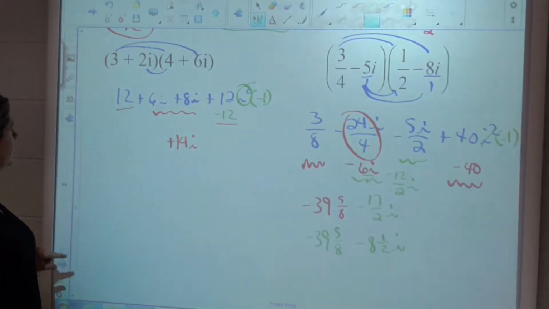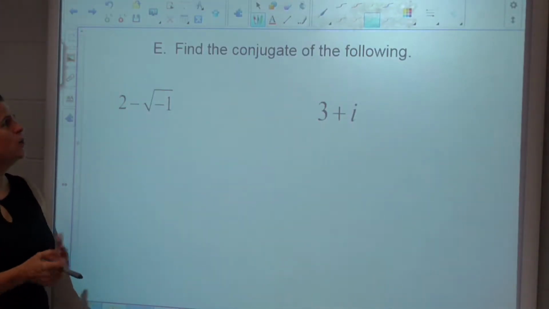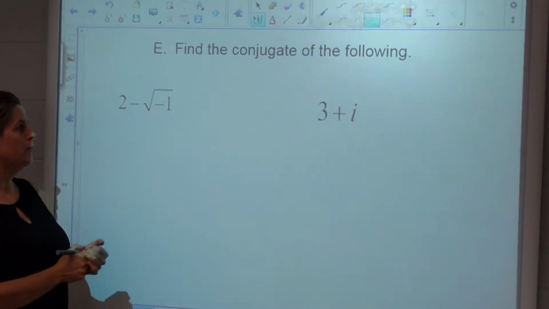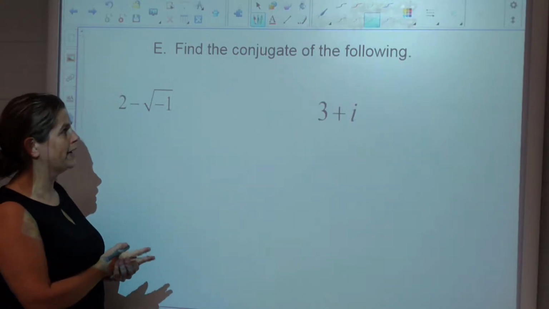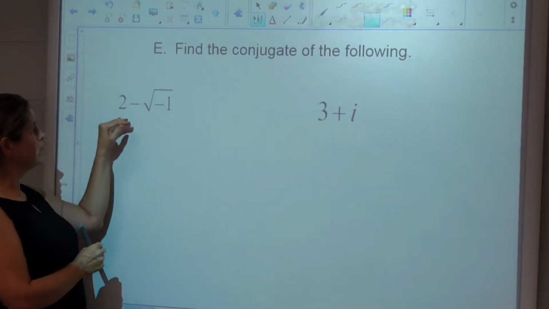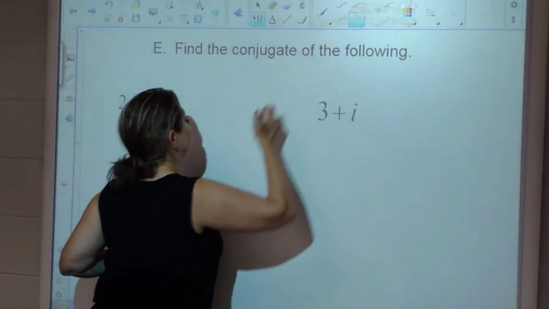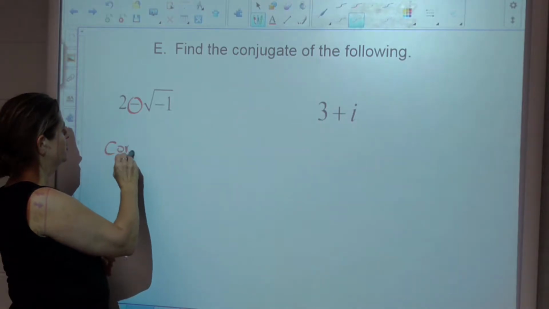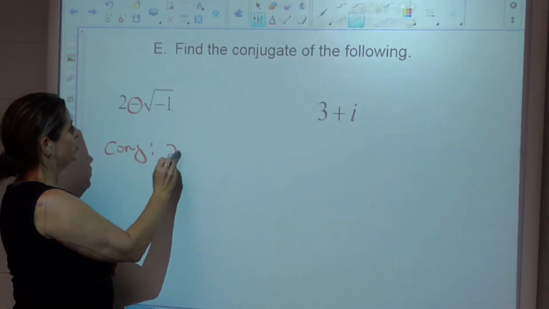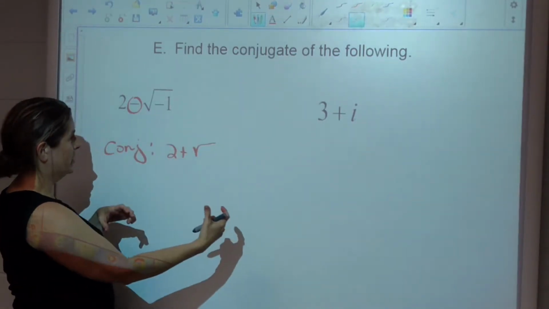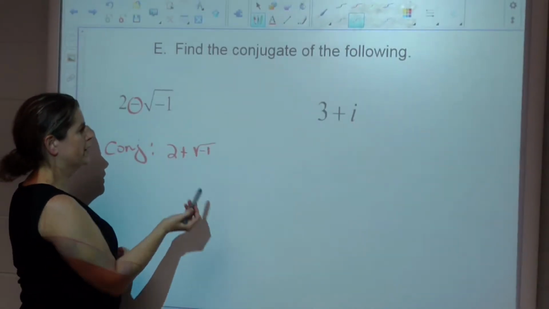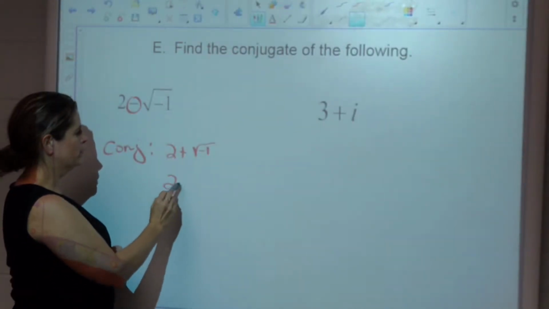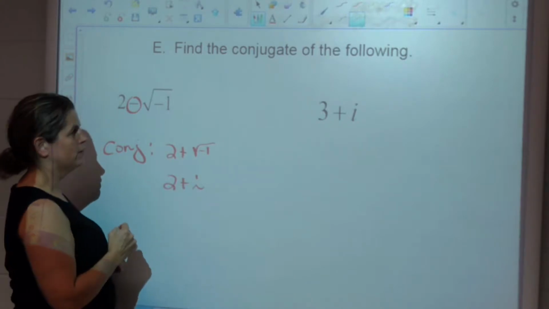Right? Looking at the next piece, we're going to talk about conjugates. And if you remember, we talked about conjugates with radicals. On a radical, it simply meant that you were going to change that middle sign. So the conjugate would be 2 plus root whatever. In our case, that whatever is a -1, so that really would become 2 plus i.